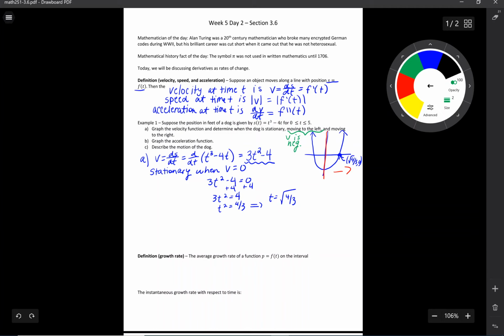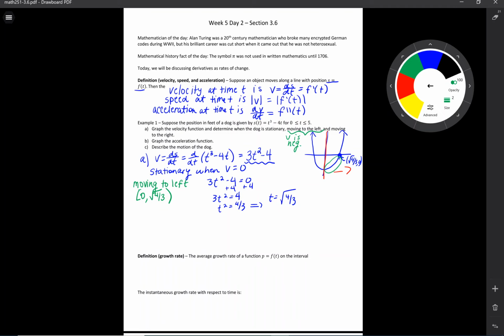And I can use the graph in order to determine this. So my velocity is negative right here. So I can say that I am moving to the left from 0 to square root of 4/3. I include the point 0 because at the point 0, my velocity is negative, so I have a bracket around 0. I have a parentheses around the square root of 4/3, since at the exact point, square root of 4/3, I know that I'm stationary.